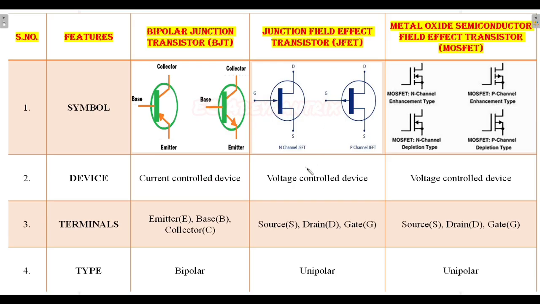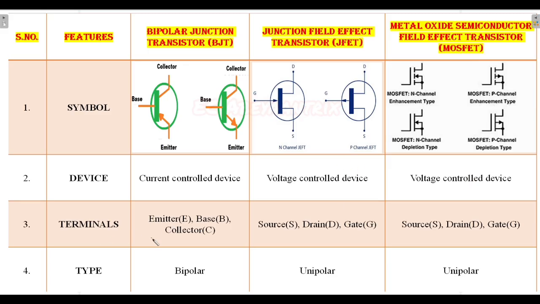And JFET is a voltage control device because here the gate voltage only controls the output drain current. And similarly, MOSFET is also a voltage control device because JFET and MOSFET belong to the same FET family, right? So it is a voltage control device.